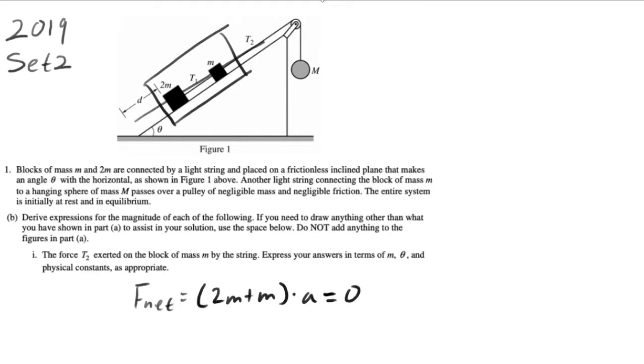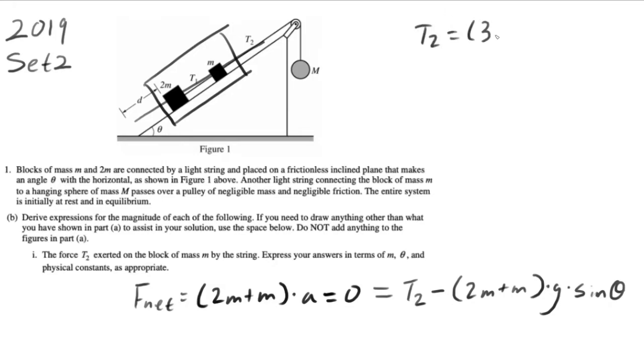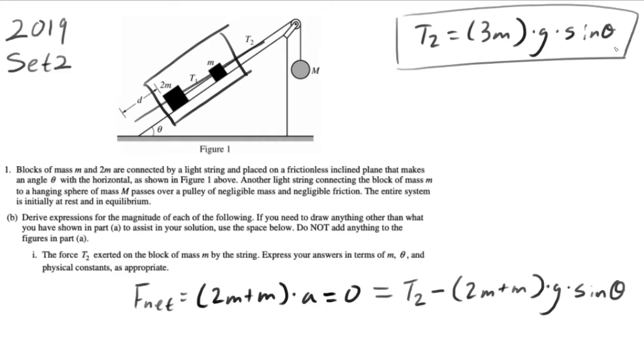So looking at this horizontal net force, we can see that T2 contributes to it, and we know that a component of gravitational force contributes to it. Since T2 and the horizontal component of gravitational force are in opposite directions, we can say that T2 minus the mass of 2m plus m times g times sine theta equals 0. With this equation, we can move T2 to the left and multiply by -1 on both sides to get that T2 equals 3m times g times sine theta. And that is your answer for part B I.